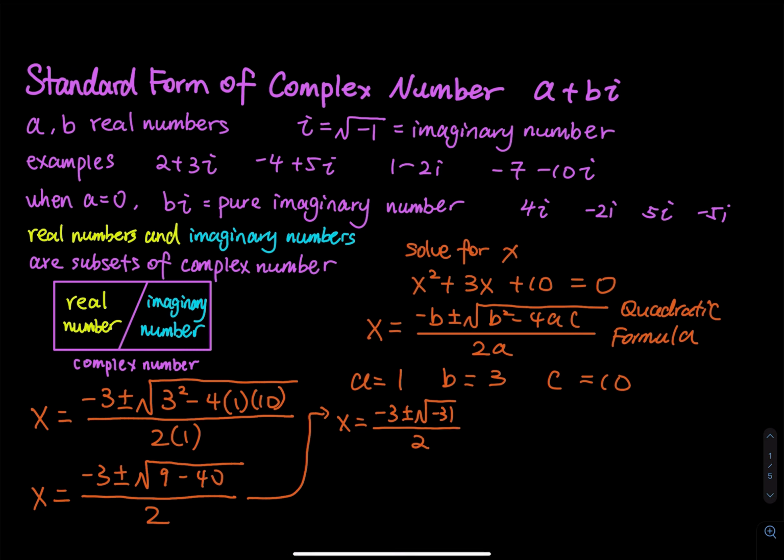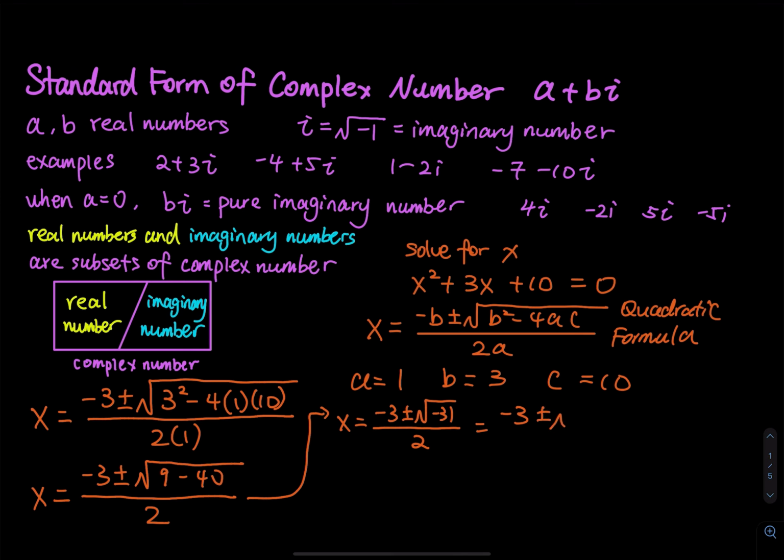Before studying complex numbers, when you reached this point, you would say, all right, we have a square root of a negative, so therefore there is no solution. Actually, you should say the answer is not a real number. So how do we take care of the square root of -31? Let me show you how.